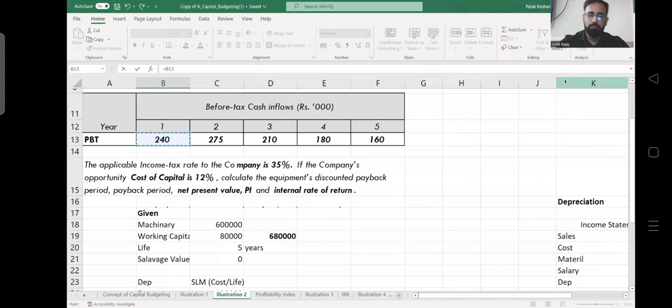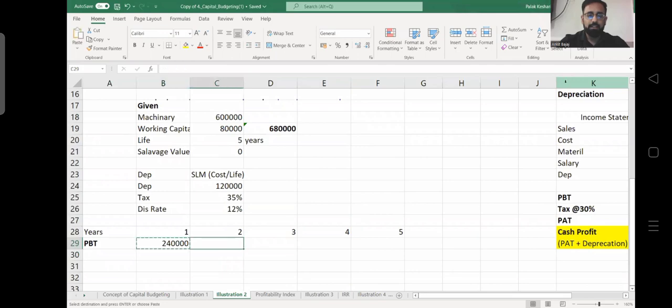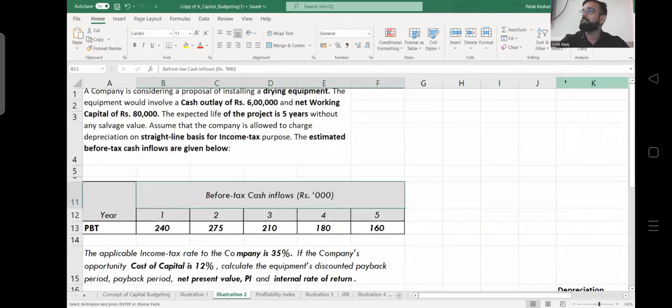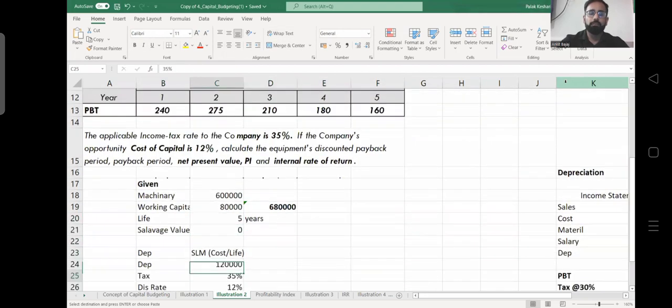PBT is how much here? 240. So I will multiply this with 1000, so you get 2,40,000, right? Directly. And I have pasted the values here, right? So I took profit before tax from the question, so this is the profit before tax.